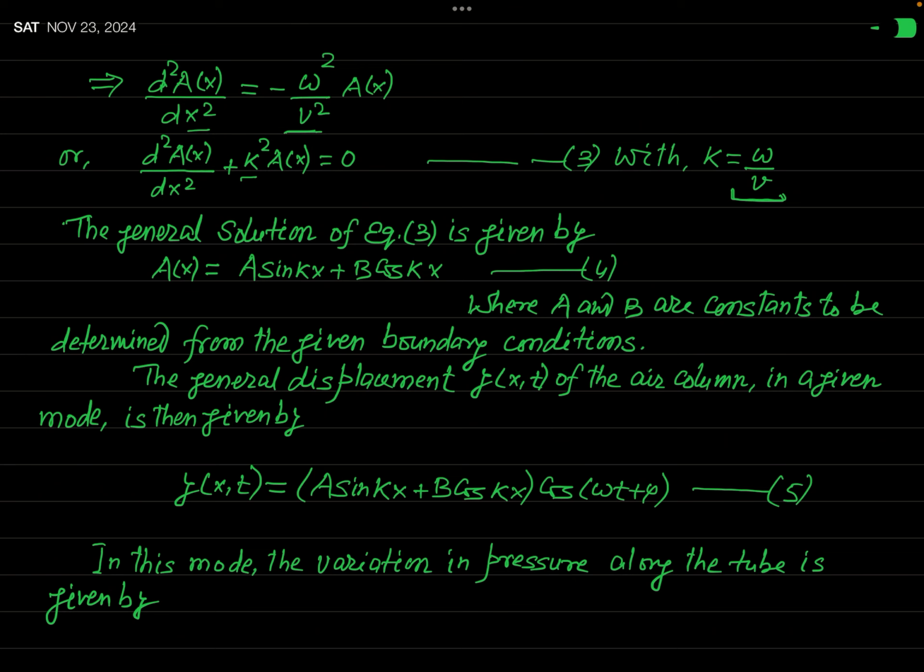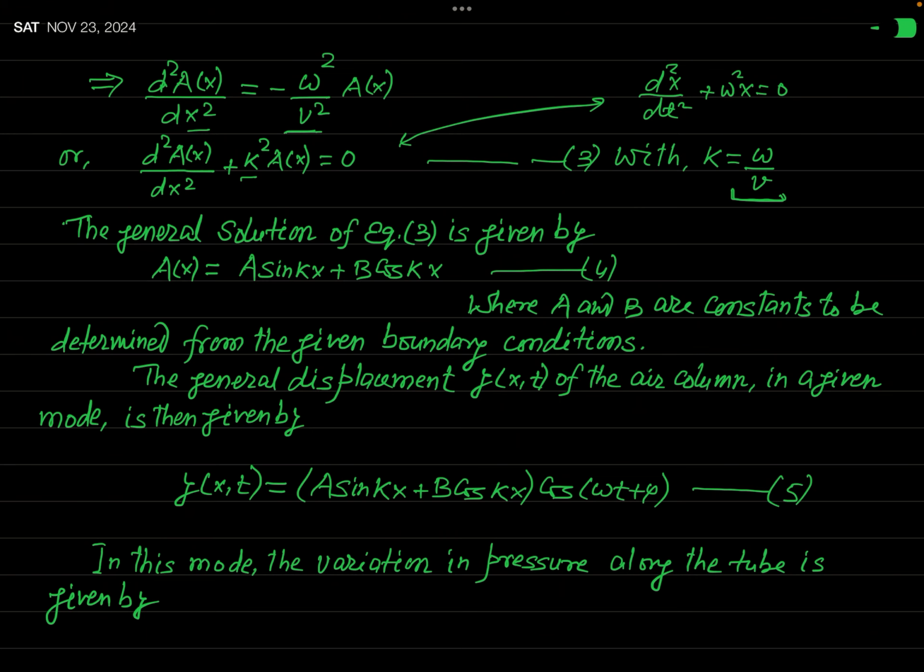Now see this equation. This equation has the same form as that of the equation of SHM. You know, equation of SHM is d2x by dt square plus omega square x equal to 0. So the form of both of these two equations you can see are same. So this is just the equation of SHM in space, not in time. Here we can say that the function A is oscillating with respect to space, not with respect to time.